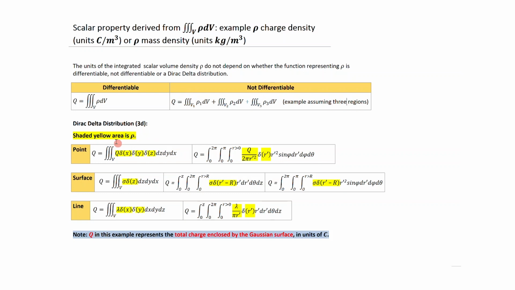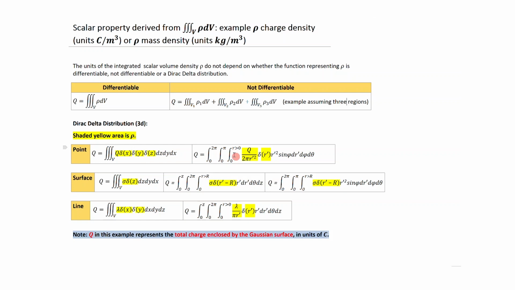Let's now look at a 3D example. Point charge, surface charge, and a line charge. Different ways of representing the total charge enclosed. So if this was a point charge, we can either represent the point charge in Cartesian coordinates or in spherical coordinates. So in Cartesian coordinates, it would be delta x, delta y, delta z, if the point charge is at the origin. Similarly, if we want to write this in spherical coordinates, then this would be the operative term representing rho in spherical coordinates.